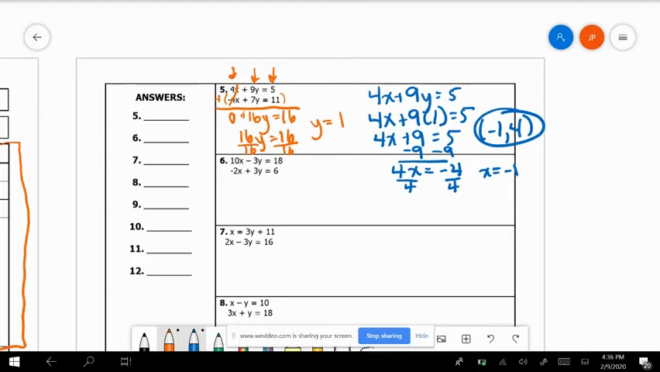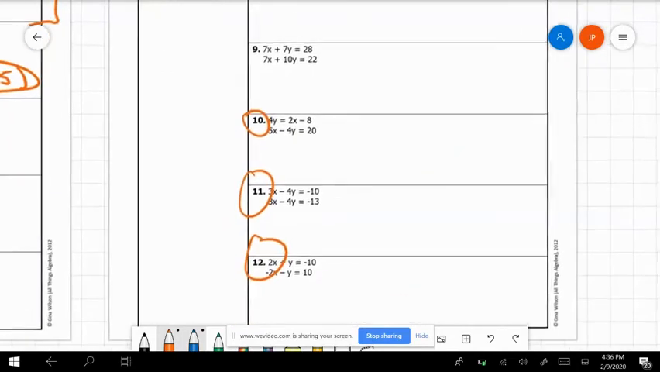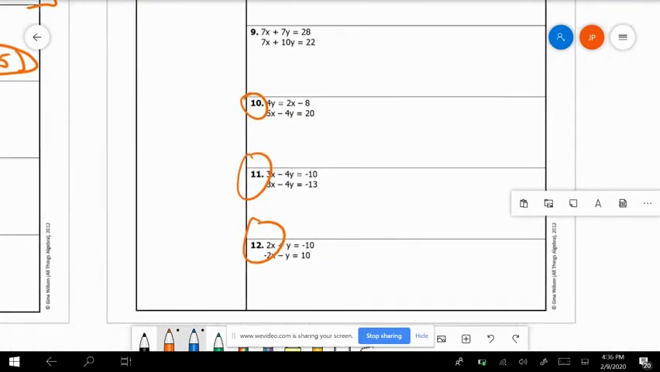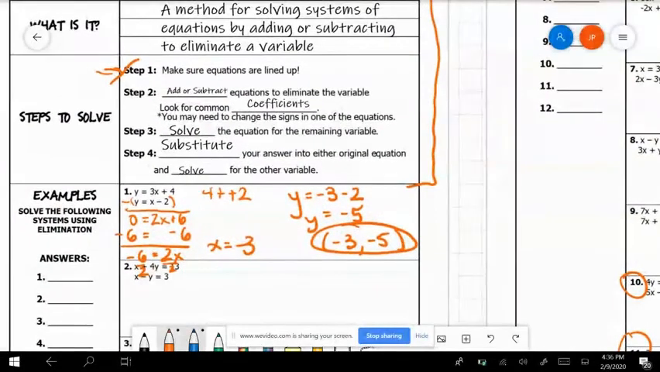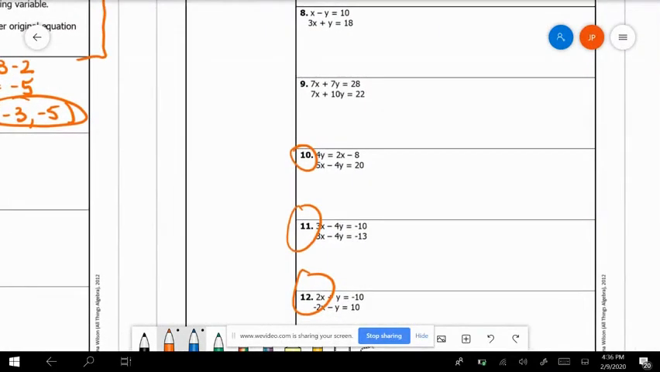Now I'm going to do a couple more of these with you just so we're seeing a couple different types of problems. I just showed you a subtraction and addition one. Now let's scroll down here and I want to take a look at number 10, 11, and 12. Now number 10, I'm not actually going to do the whole thing with you, but I want to get you started on it because the first step back here in our notes said make sure the equations are lined up. All the ones that we've looked at so far, they have been. But if you look at number 10, that's not quite the case.